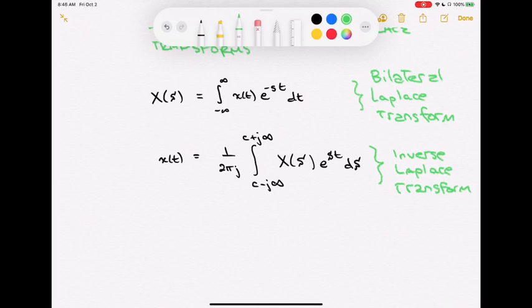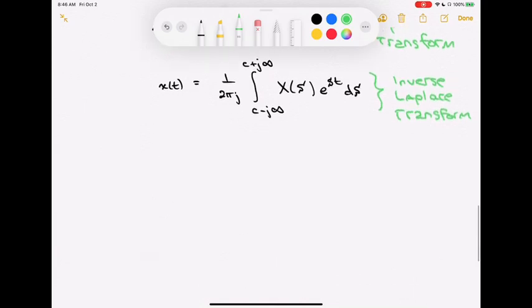But the information contained in x of t and the information contained in x of s are equivalent. You can get one from the other. I'm going to say that this particular equation right here, this inverse Laplace transform, is difficult to evaluate directly. And because of the prereqs in this particular class, we don't require a prerequisite of having taken complex variable theory in the mathematics department.